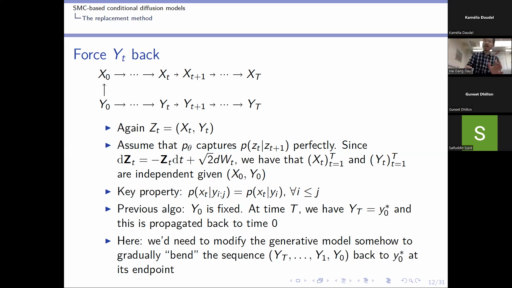So in the previous algorithm, you have Y0, which is fixed. At each time t, you have Yt equal to Y0 star, and then it is propagated back to time 0 automatically. You have nothing to do. So now you need to modify the generative model somehow so that you gradually bend the sequence Yt, ..., Y1, Y0 back to Y0 star at the endpoint.